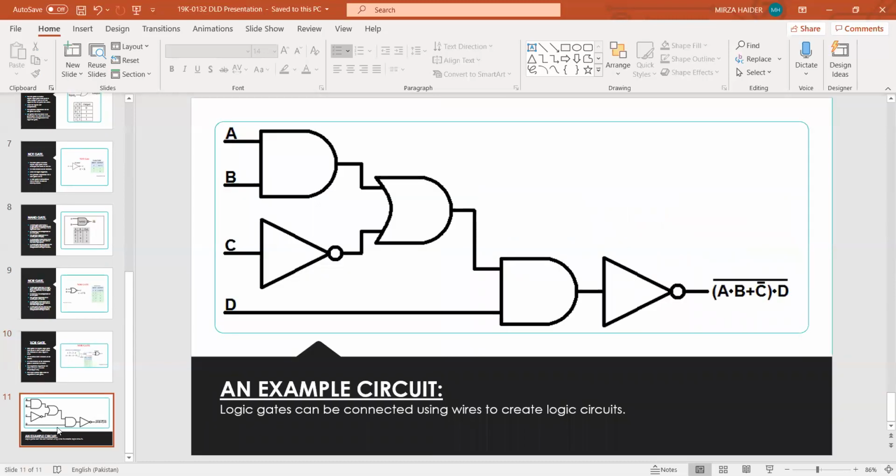So to conclude my presentation, I would like to give an example circuit which showcases how we can make logical circuits from logical gates. So over here, we've got an equation of (A and B or C bar) and D, and the whole equation is then inverted. So we can see that we have attached all the logic gates required to make this equation using wires.